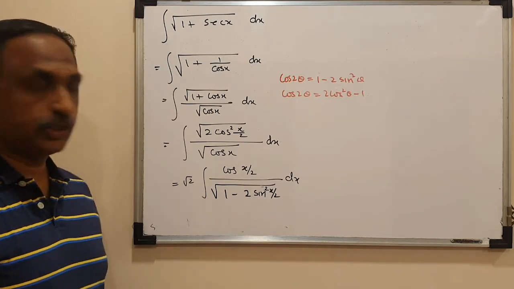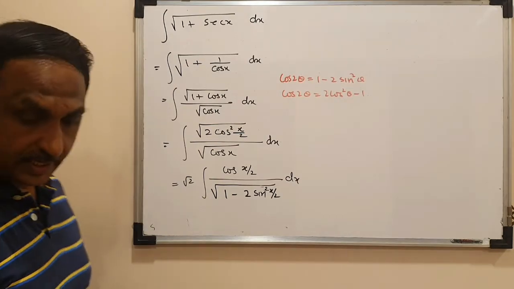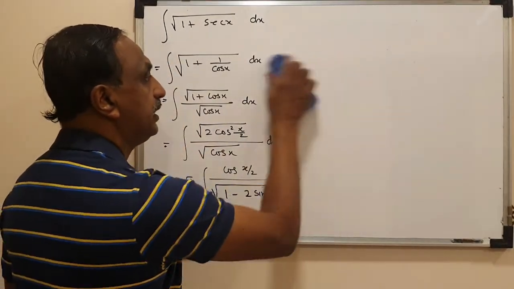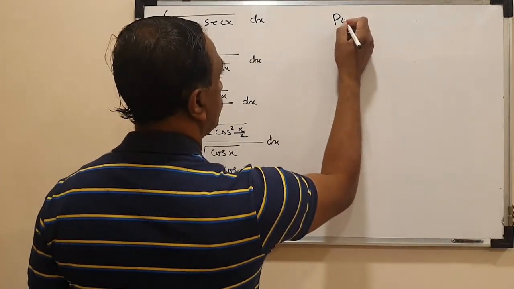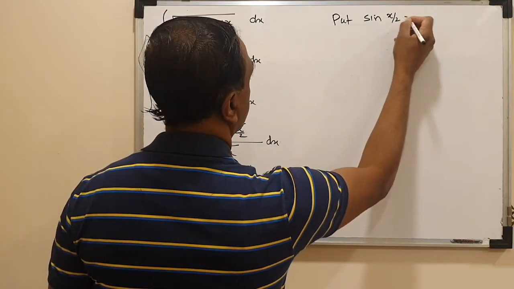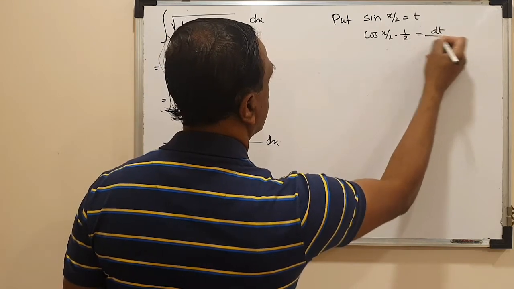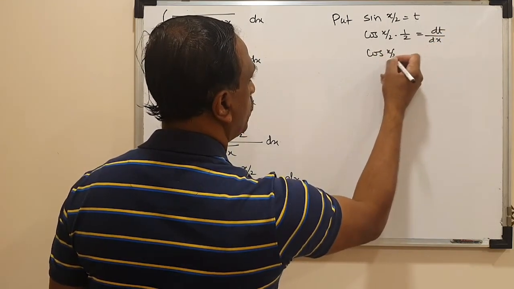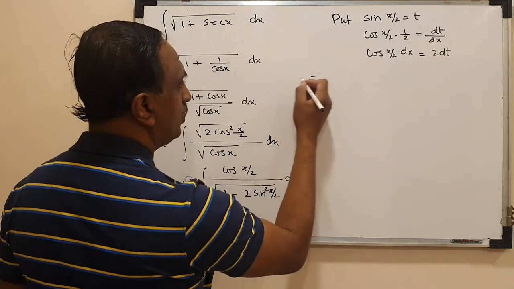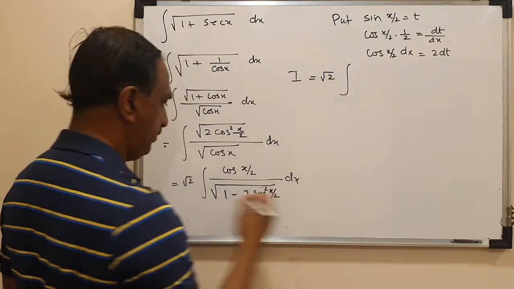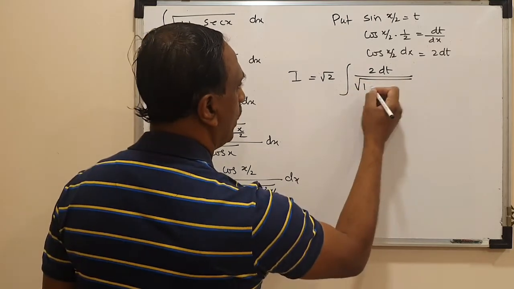Now I am in a position to put sine x by 2 as t, as the denominator is quadratic in sine x by 2 and the numerator is its derivative. So I can replace sine x by 2 as t and do the problem. So sine x by 2 is equal to t. So cos x by 2 into 1 by 2 is dt by dx. So cos x by 2 dx is 2 dt. So my integral became now root 2 integral 2 dt divided by root of 1 minus 2 t square.